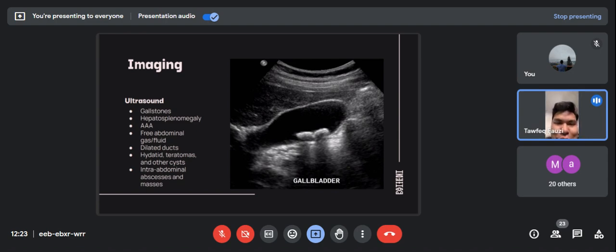So in the picture, this is an ultrasound of the gallbladder showing gallstones in the gallbladder with acoustic shadowing, as you can see. Because ultrasound transmits sound waves, when there's a stone in the gallbladder, the sound cannot pass through the gallstones. So you have acoustic shadowing behind the gallstones. Okay, next, please.